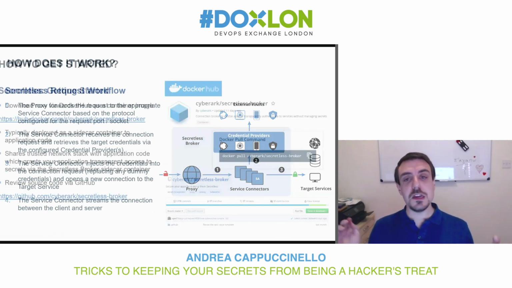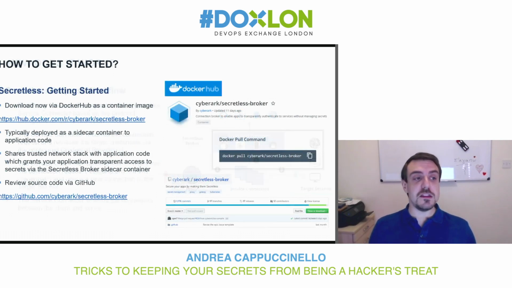How to get started? It's super easy. Secretless can be downloaded, and it's available on Docker Hub as of now, so you can just collect it from Docker Hub. It's generally deployed as a sidecar container, as I was mentioning, to your application code. It can also be deployed inside platform as a services, so it's pretty useful if you're using Kubernetes or OpenShift. It shares trusted network stacks with other application code, which grants your application transparent access to secrets via the Secretless Broker sidecar container. And you can review the source code, because it's open source, directly from GitHub. So feel free to double check github.com/cyberark/secretless-broker, and you will be able to verify exactly what it's capable of.